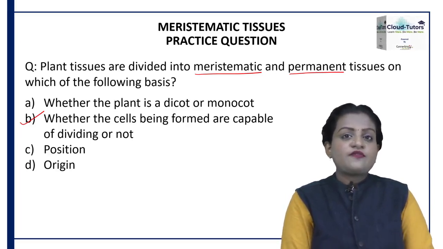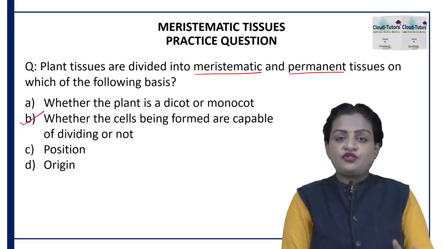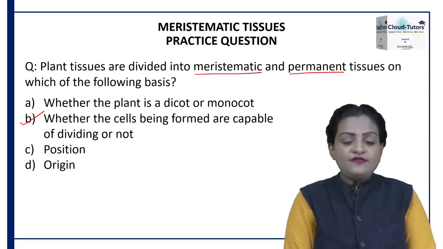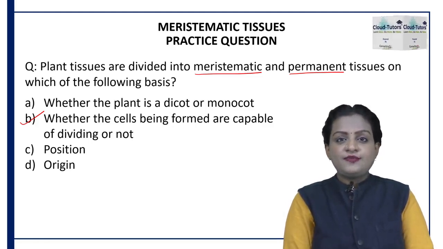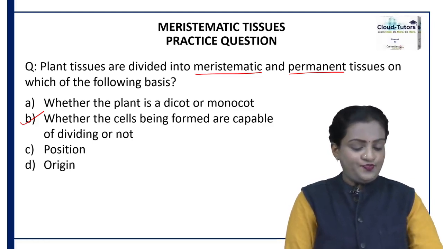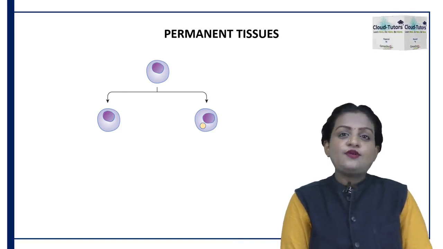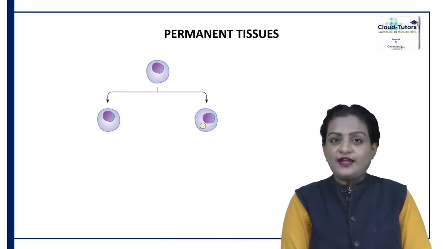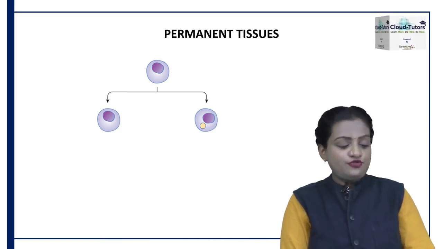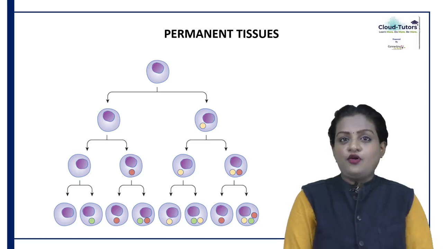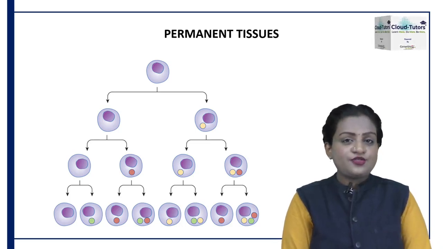So this was about our first set of tissues in plants, that is meristematic tissue. Now we will see the second set of tissues in plants, that is permanent tissue. So what does permanent tissue mean? So we know meristematic tissue is dividing. So one cell divides into two cells, gives rise to 4, and 4 into 8 and so on. This is the function of meristematic tissue.